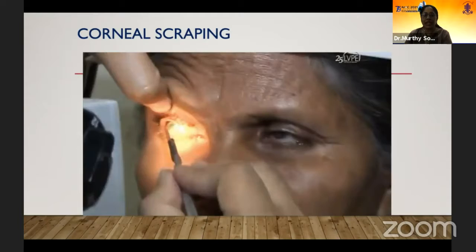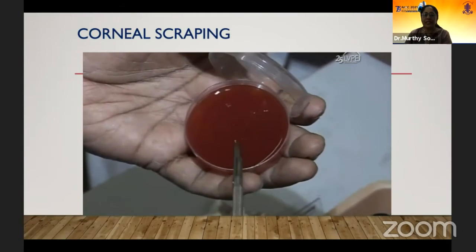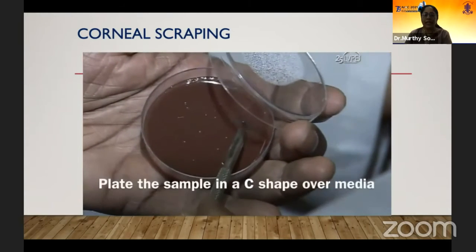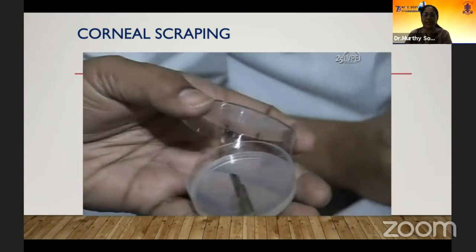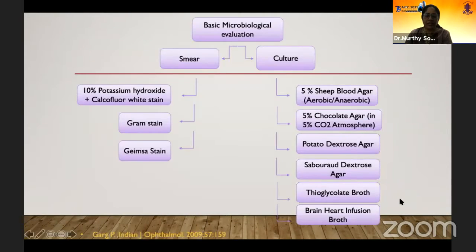And then we take some more slides for Gram and sometimes Giemsa, and if you have suspicion for acid fast. The first medium we inoculate is usually chocolate agar, followed by blood agar, and a couple of liquid media, as well as, if we're suspecting Acanthamoeba, the non-nutrient agar. This is how it goes.